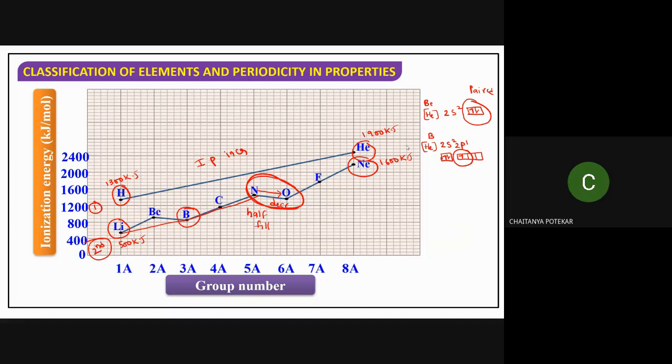Boron. Actually, according to the rule, ionization energy from beryllium to boron, left to right, should increase. But in the true observation, beryllium is greater than boron. The reason behind this is the 2p1 configuration. Boron is having 2p1 configuration.